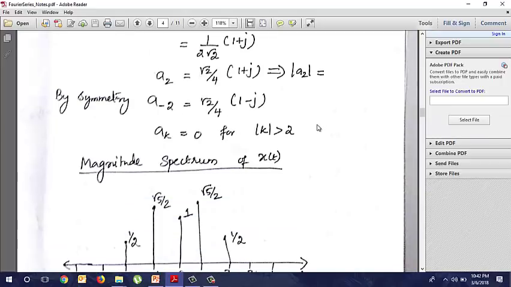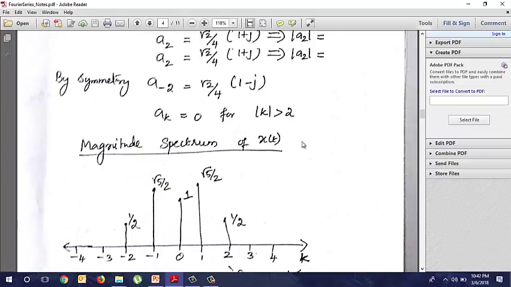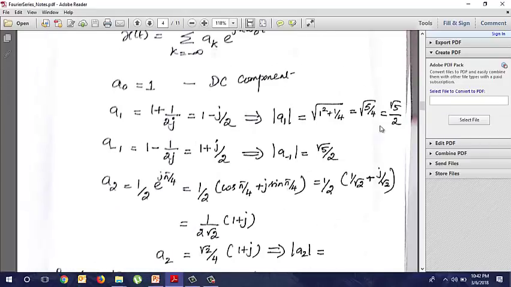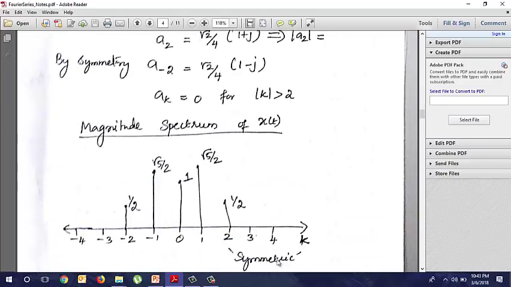Now if you find out the magnitude spectrum, here we have found out the magnitude, so you can plot the magnitude with respect to k, the coefficient number. For 0 it is 1, and for 1 and minus 1 it is root 5 by 2, and for 2 and minus 2 it is half. And ak is equal to 0 for other values of k, that is, for mod of k greater than 2 it is 0. So you have plotted the spectrum.